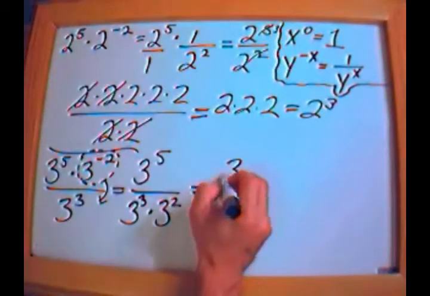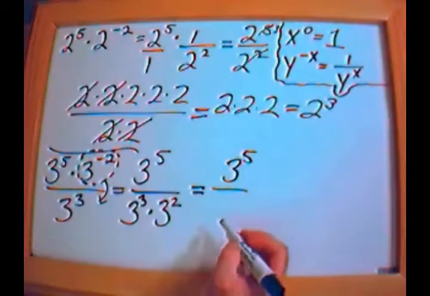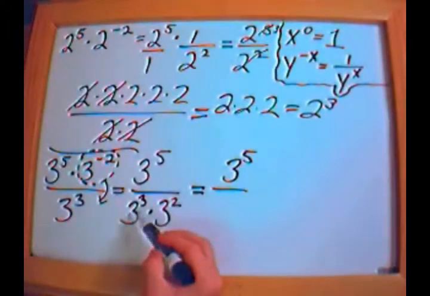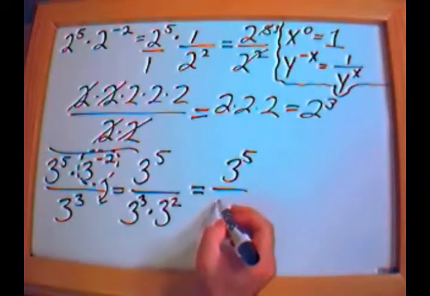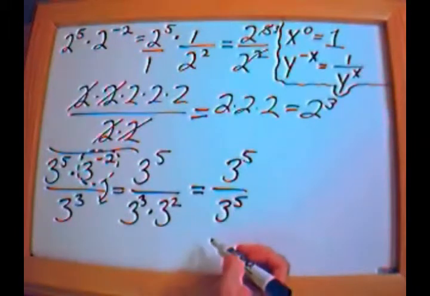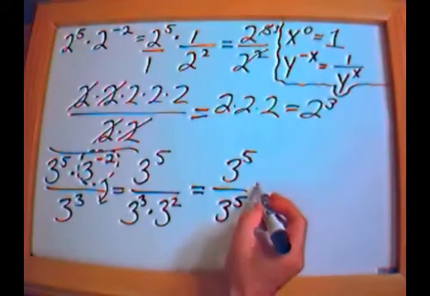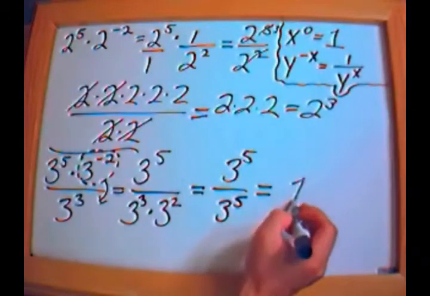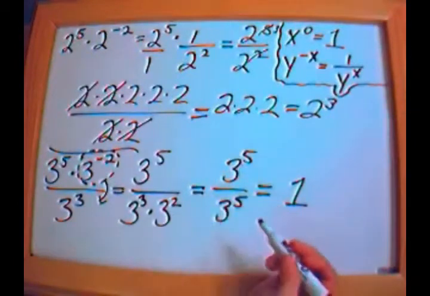So then on the top I've got 3 to the 5th, and on the bottom I've got the same base, so I can simply add these exponents. So I've got 3 to the 5th, okay? 3 to the 5th over 3 to the 5th is simply 1. Anything divided by itself is 1.